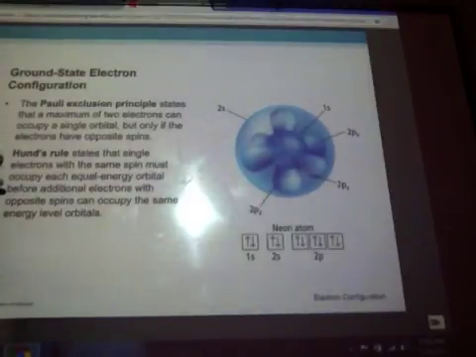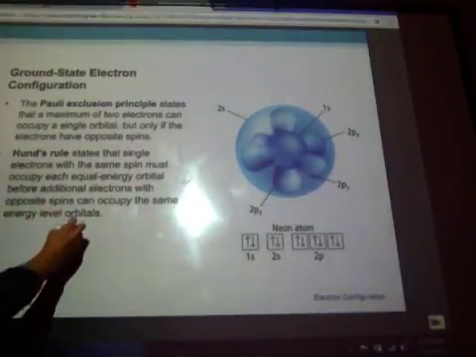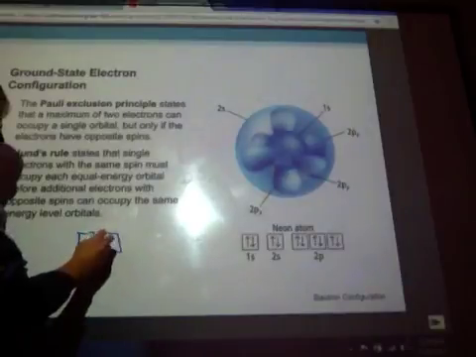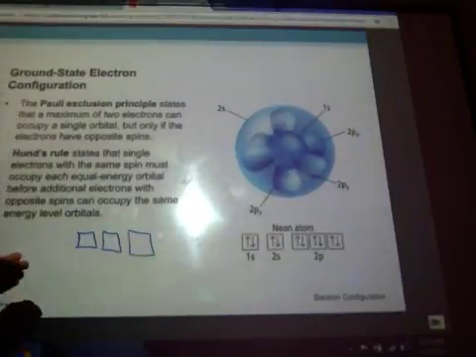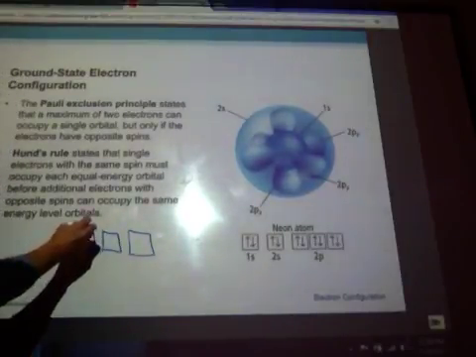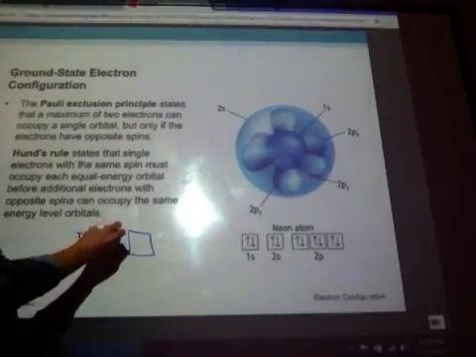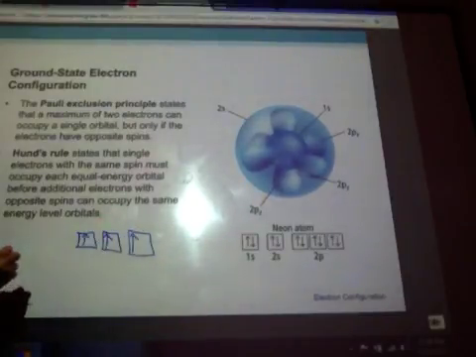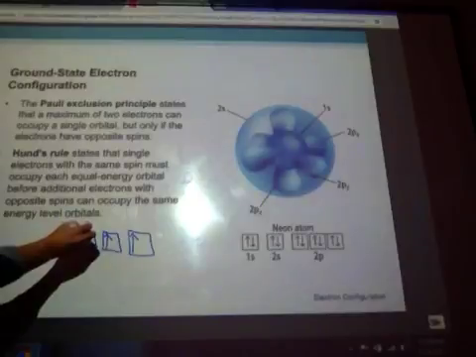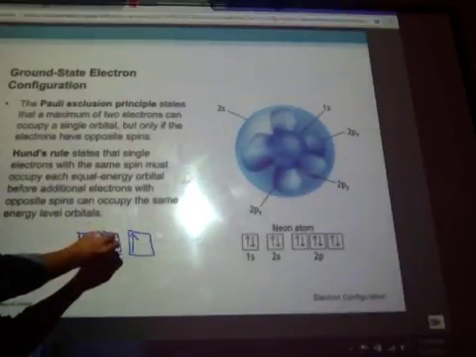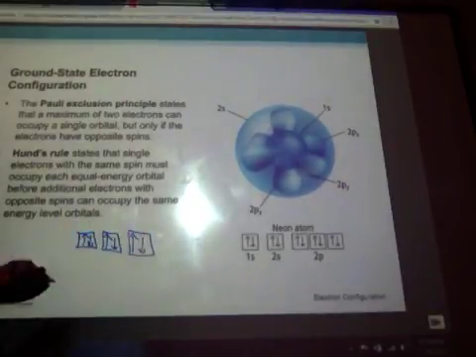And then Hund's rule states that single electrons with the same spin occupy each orbital before they fill another one. So if I have any of your P's, they have 3 boxes. So 1 electron will go here, 1 will go here, 1 will go here before it comes back and fills another one.